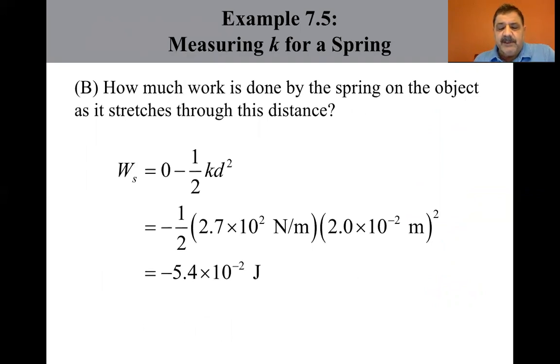This work is negative because the spring force acts upward on the object, but its point of application, where the spring attaches to the object, moves downward. As the object moves through the 2 centimeter distance, the gravitational force also does work on it. This work is positive because the gravitational force is downward, and so is the displacement of the point of application of this force. Would we expect the work done by the gravitational force, as the applied force in a direction opposite to the spring force, to be the negative of the above answer? Let's find out.